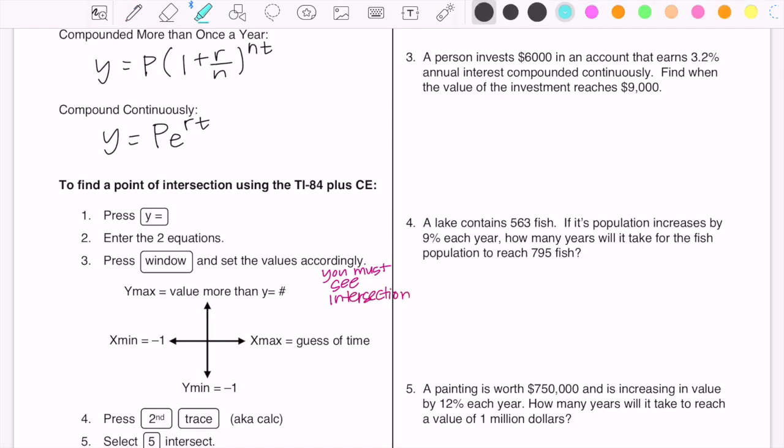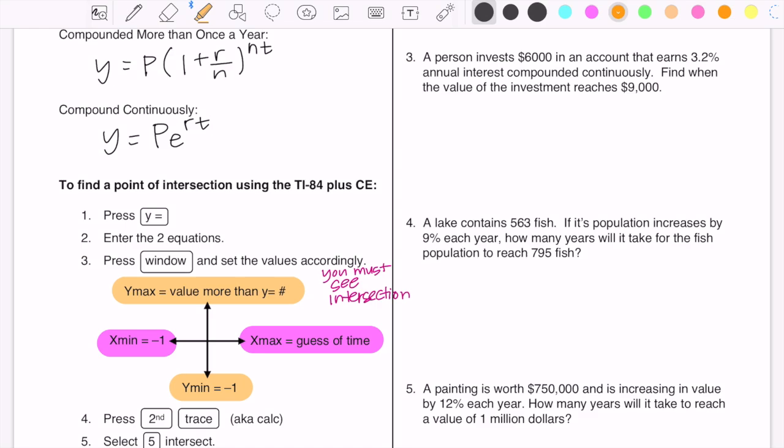Okay, and then how are you going to see it? You're going to make sure that you follow these rules. Your x min is going to be -1. Your x max is just your guess of how much time, so 5 years, 20 years, 100 years, that kind of thing. Your y min is going to be -1, and we're setting x and y at -1 because we're dealing with real numbers. Time doesn't go negative, so that's why. And then y max is more than the value of your y equals number, which you'll see in a minute.